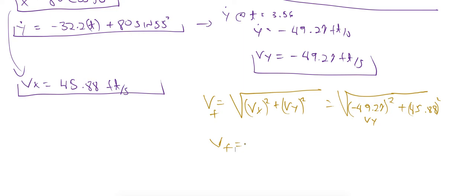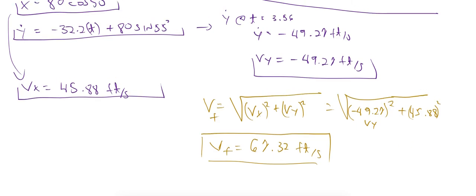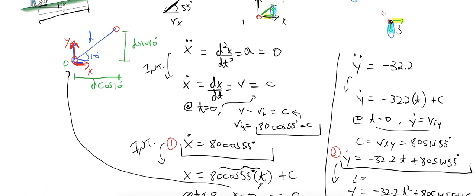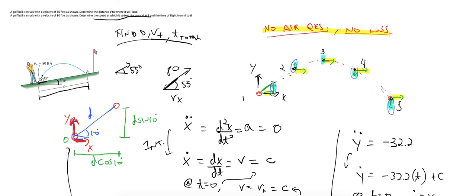So the golf ball strikes the floor at a velocity of 67.32 feet per second approximately, I'm rounding a little bit. Awesome. That's it, guys. A little bit of a longer problem because I had to derive the equations and explain some of the background on how I solve it.